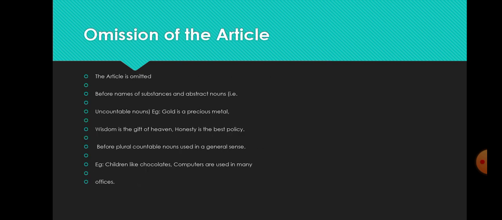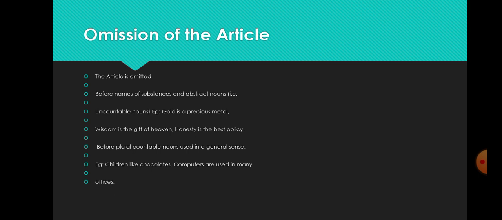Next, omission of the article. The article is omitted before names of substances, abstract nouns, and uncountable nouns. For example, gold is a precious metal. Wisdom is the gift of heaven. Honesty is the best policy.